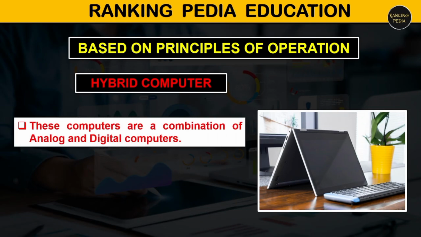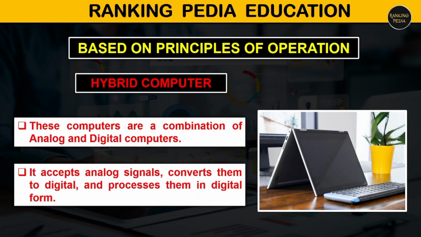Now the third one is the hybrid computer. What does hybrid computer mean? These computers are a combination of analog and digital computers. What does a hybrid computer look like? This is the diagram. These computers are a combination of analog and digital computers. As you can see, it is a perfect combination of analog and digital computer.